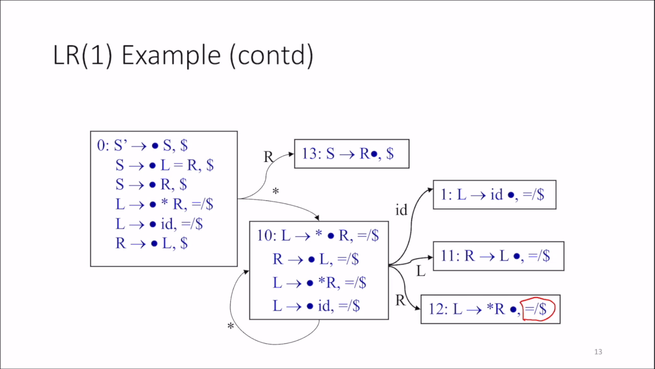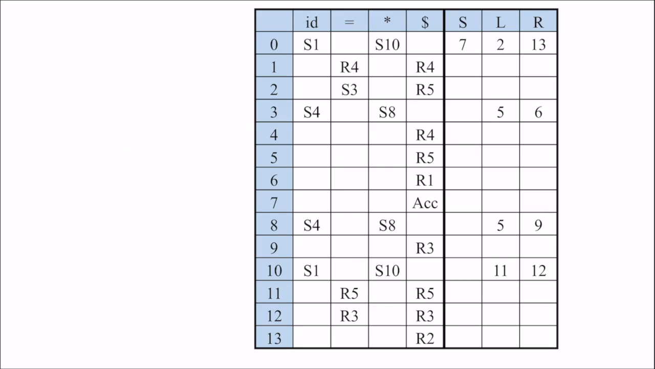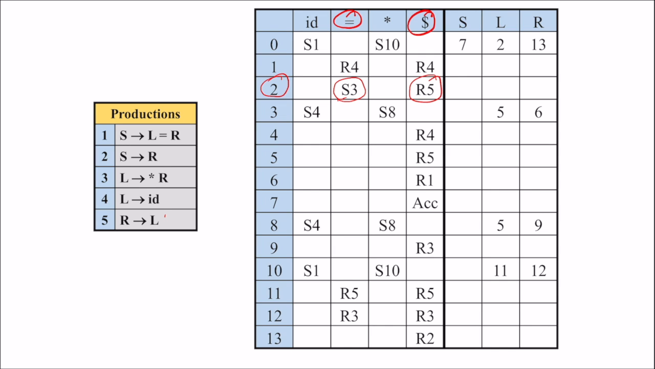So I reduce with the S goes to R rule, again in the context of end of input. And if I take that automaton and write it down as a parsing table, the notable cases over here are state 2. You can see that on an equal to, you do a shift, and on the end of input symbol, you do a reduce using rule number 5, which is R goes to L.